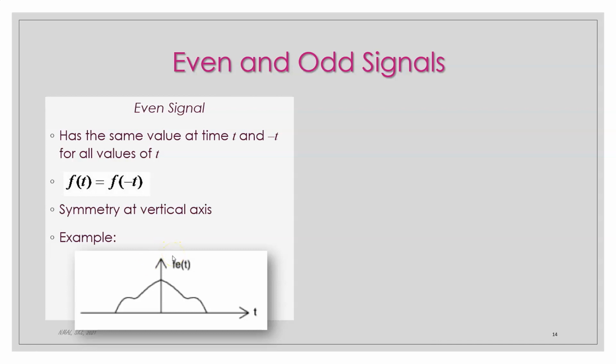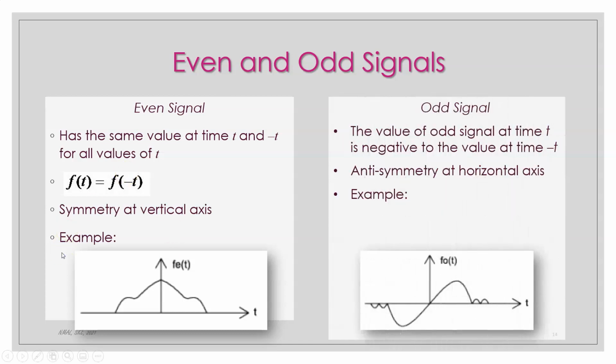Okay, the next one is even signal and odd signal. For even signal, it has the same value at time t and also at time negative t, for all values of t. So let's say the value here, at -1, for example, is 1. And at 1, the value here is also 1, because it has the same amplitude.